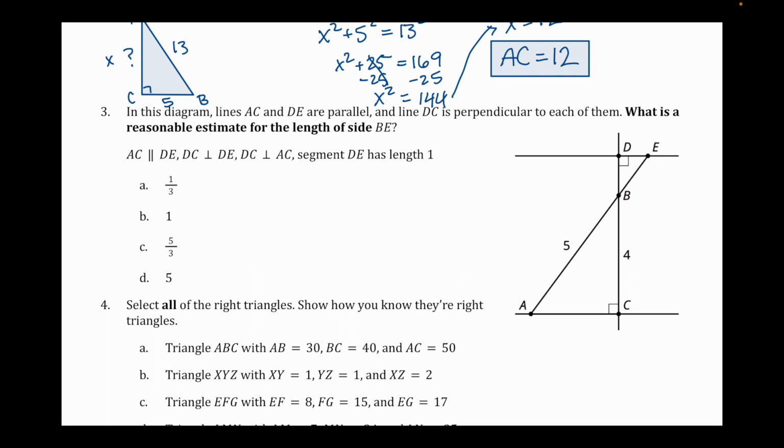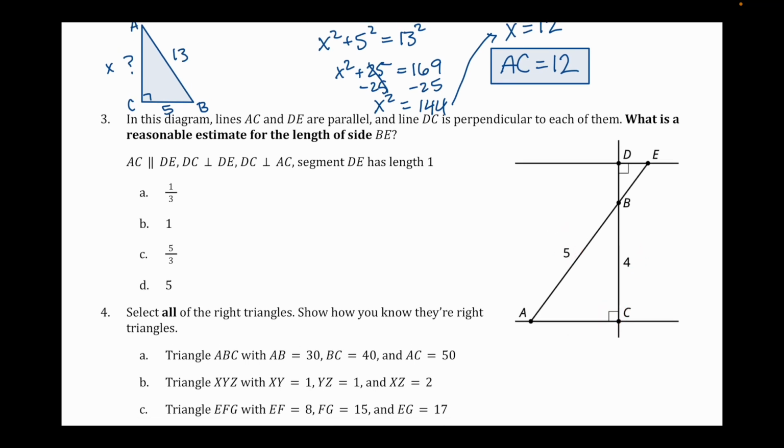Well, I have a 4 here and a 5 here, and I know this is a right triangle. So I know that this is going to be a 3. I'm going to put a 3. Now, we want to know the length of side BE, or what's a reasonable estimate. Oh, they gave us a length here. Okay, they said DE is 1.